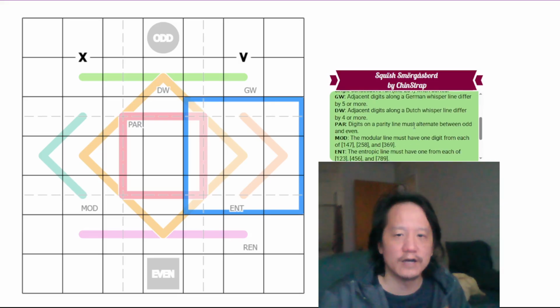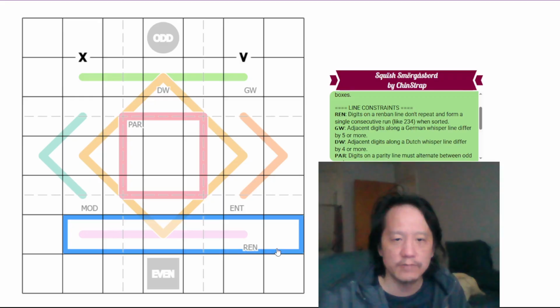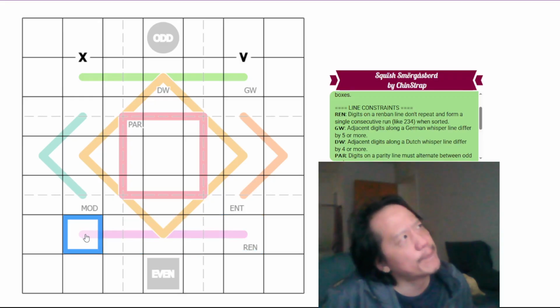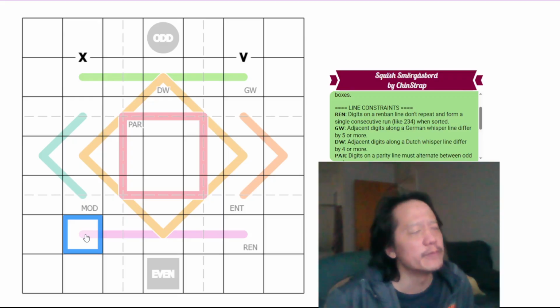We also have line constraints, where digits on a Renban line, which is this line here, don't repeat and form a single consecutive run like 2, 3, 4 when sorted. So that's actually an interesting way of putting it. Do I like that better than normal? Maybe. That's not bad.